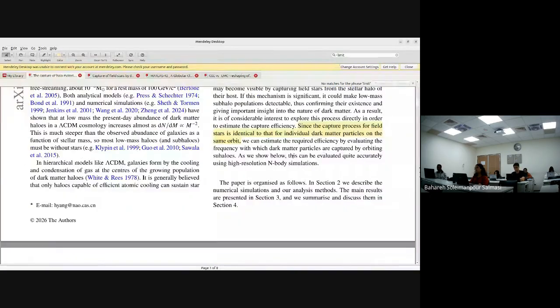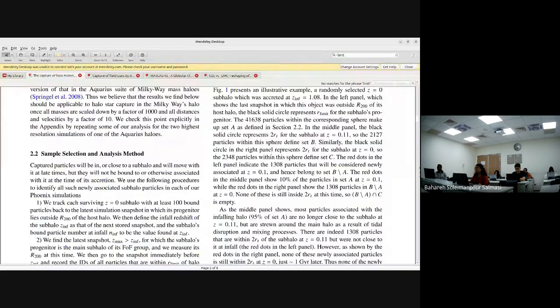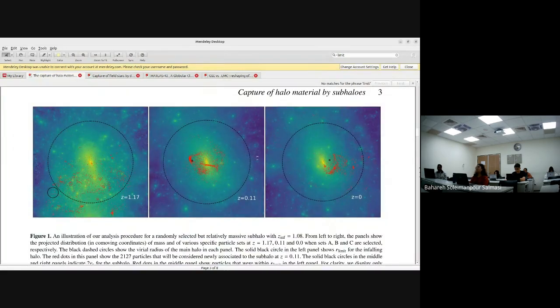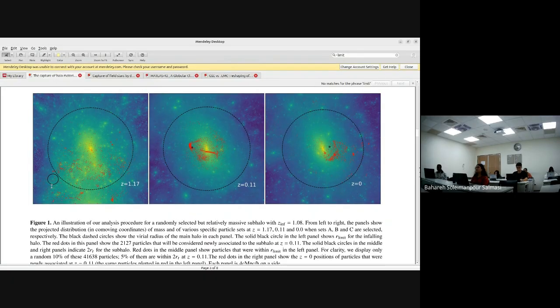So maybe I can jump to figure 1. Figure 1 is probably also showing a similar thing. It has redshift 1.1, which is the time when the subhalo first infalls. And the red dot is the captured star later. It will be captured at redshift 0.1.